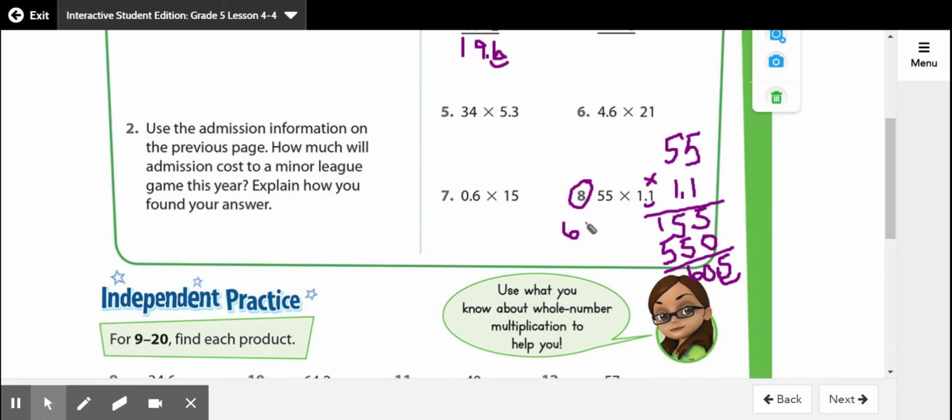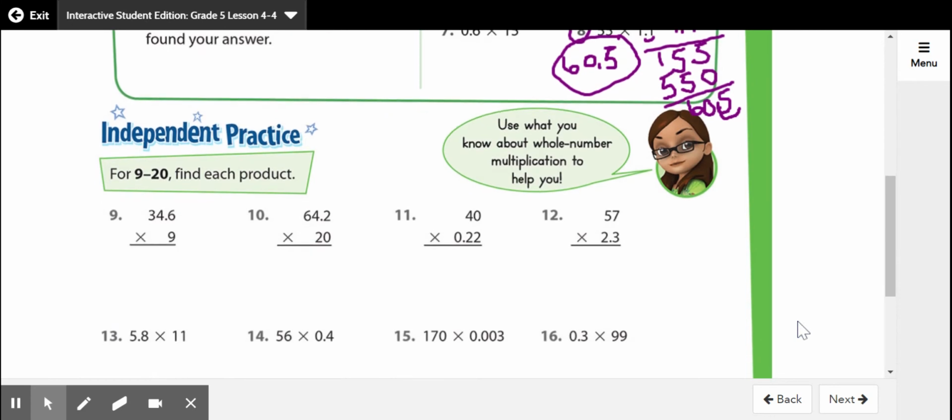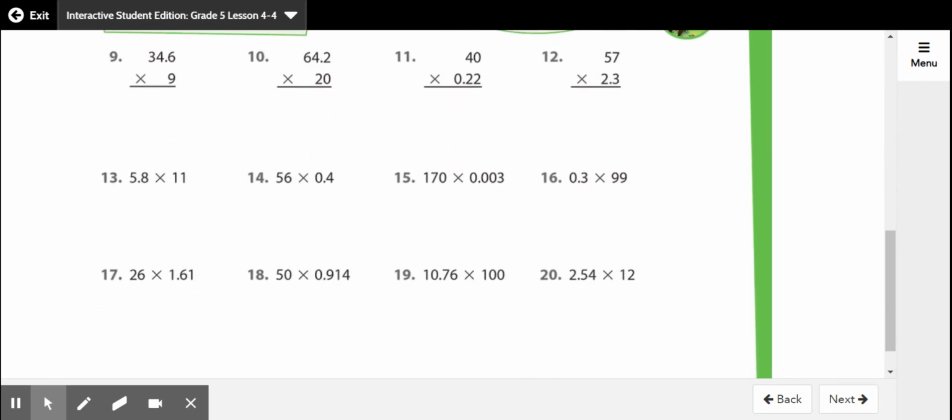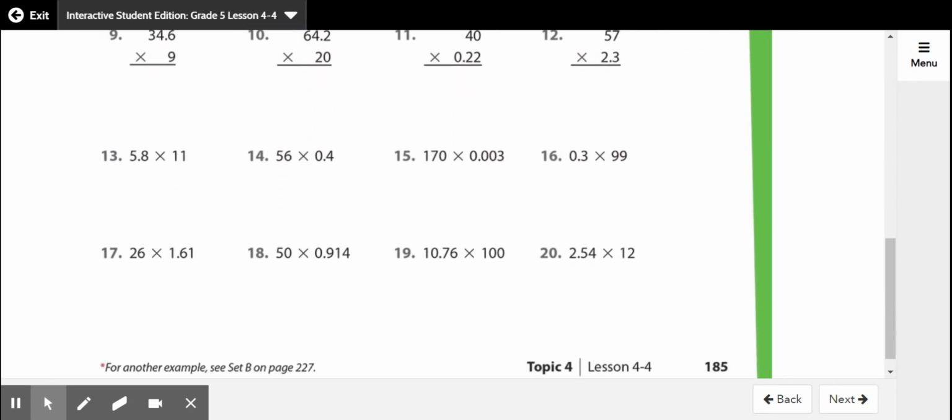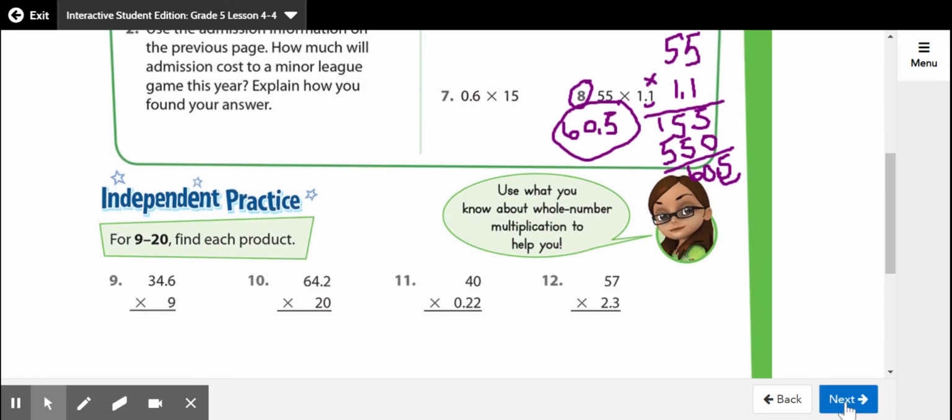And you can make it neater. So if you're doing an interactive notebook for your teacher, go ahead and write it over here. She can look at your work, but this will be easy for her to spot. Some people might even circle it, 60.5. Now, here are some more problems that you can do on your own. You can always check them with a calculator when you're done.